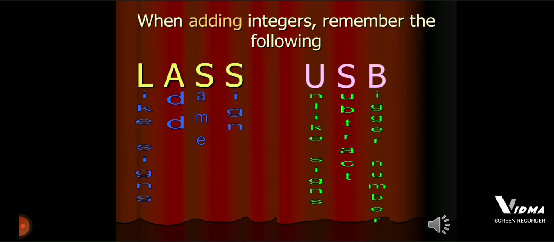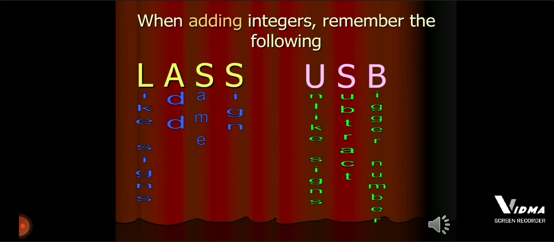So we have only two rules. The first rule, LLS, and the second, USB. The first rule, put the sign and add if they are the same. And the second, put the sign of the big, then subtract.